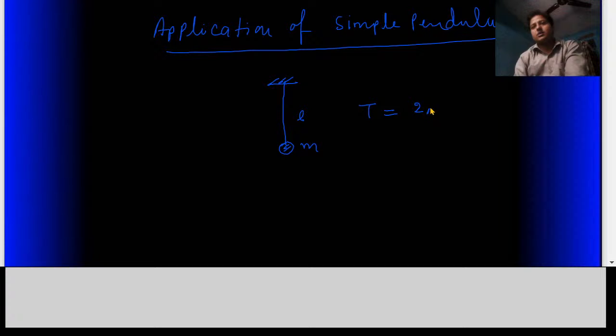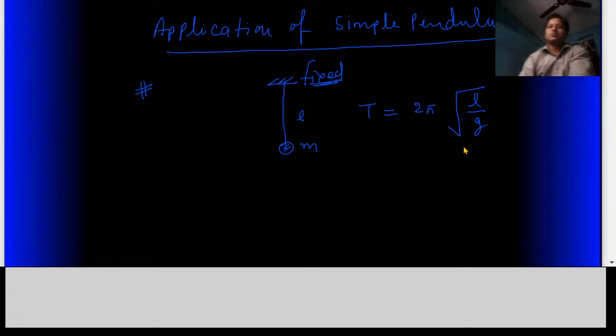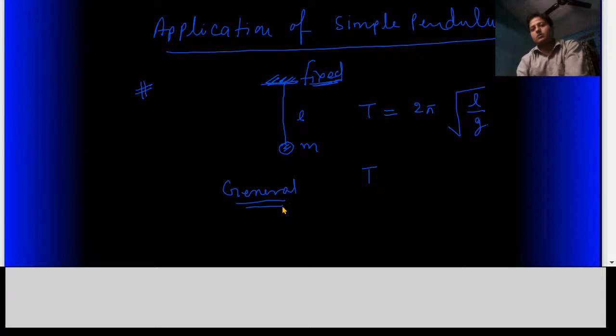We all know the time period is 2π under root L over g. This upper part is a fixed one, so we have to use this equation. If the other end of the string is fixed, the general formula comes out to be T equals 2π under root L over effective acceleration.